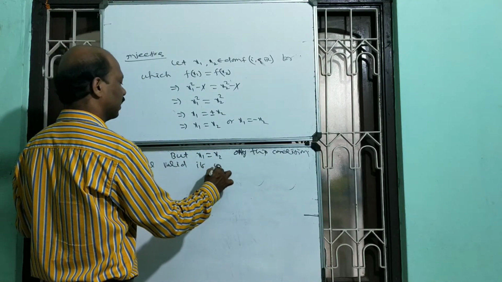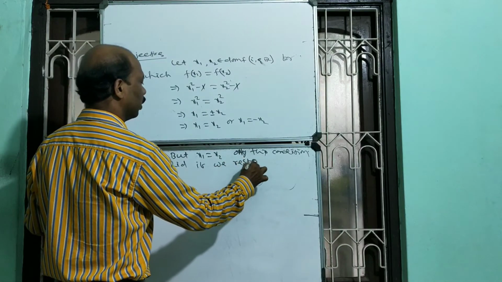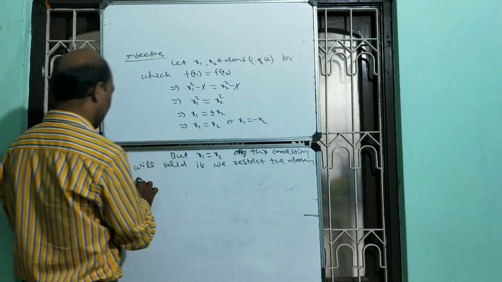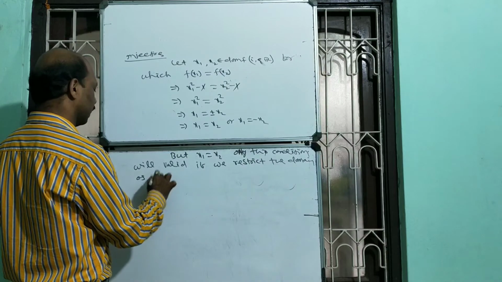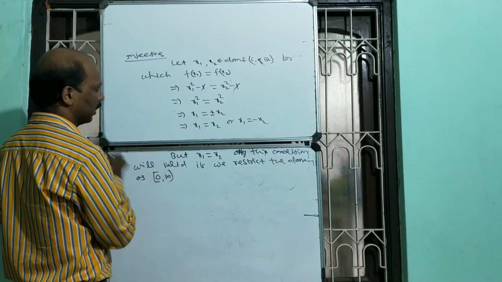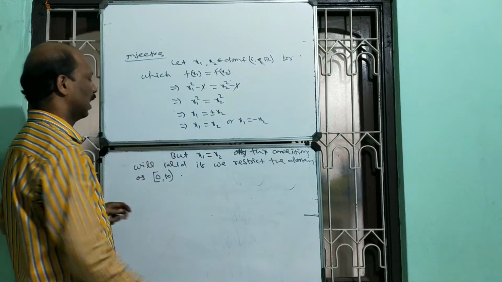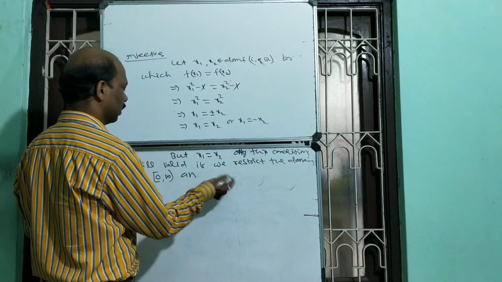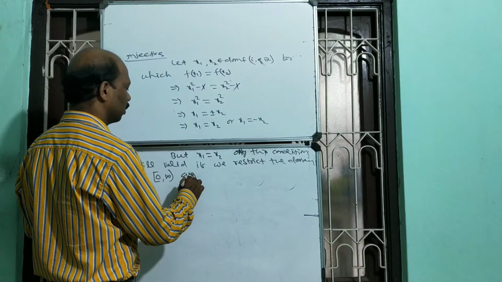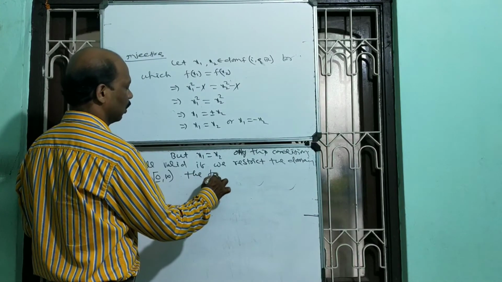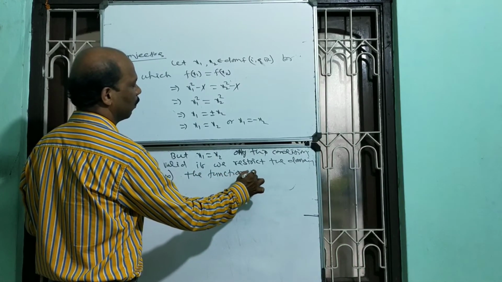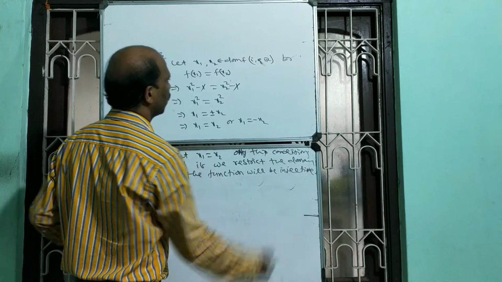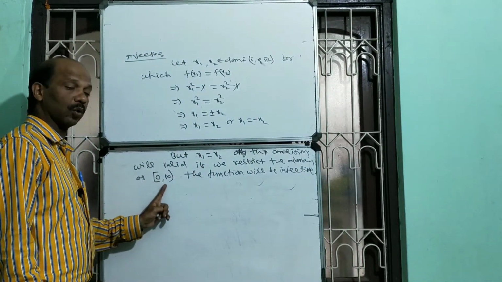This is valid if we restrict the domain as 0 to infinity, closed at 0 and open at infinity. Now with the domain restricted, the function will be injective. Now in place of the domain R, the domain will be 0 to infinity.